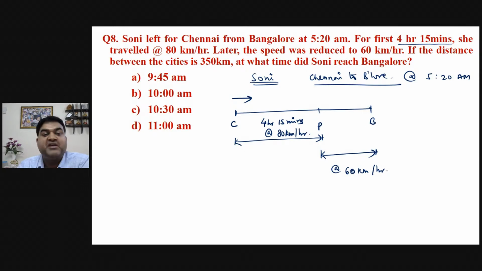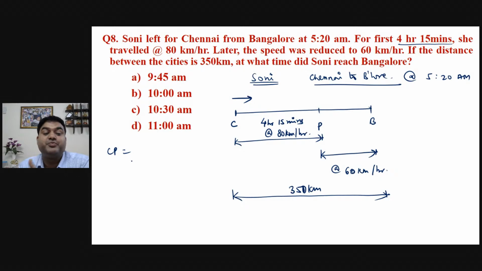Now, the distance between the cities C and B is given as 350 kilometers. At what time did Sony reach Bangalore? Okay, now we can easily find out. Let's find out the value of CP, the distance between C and P. How can it be found?